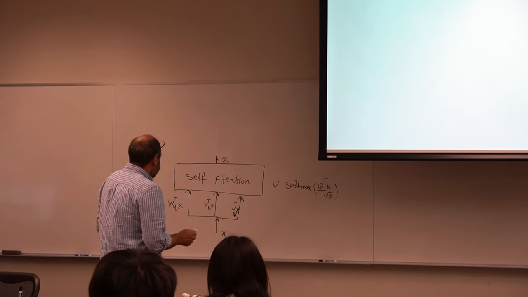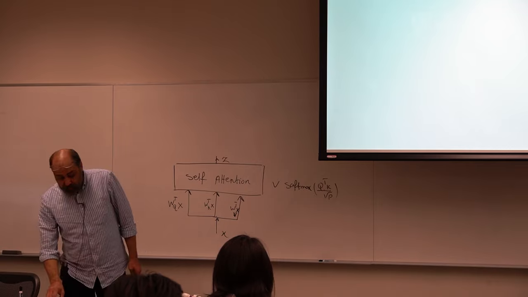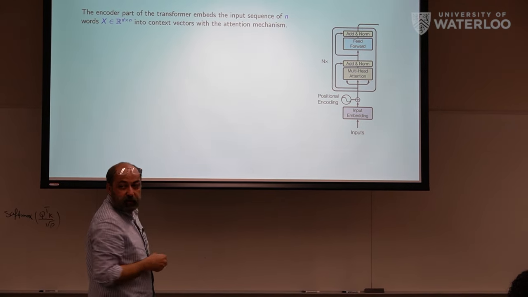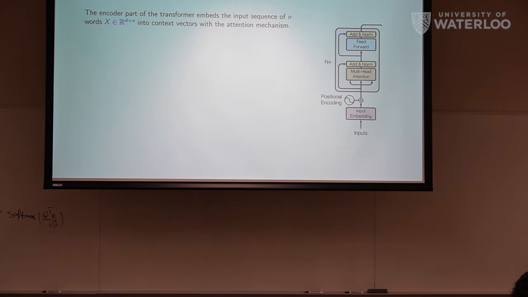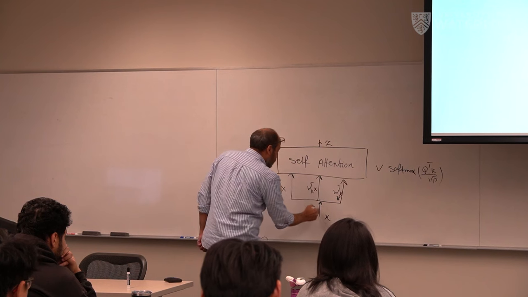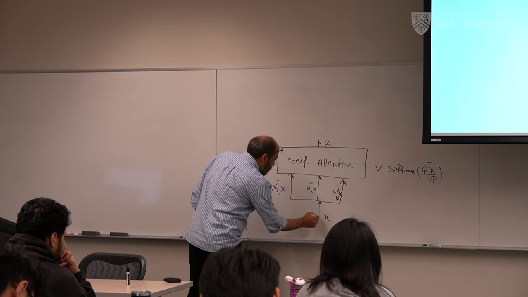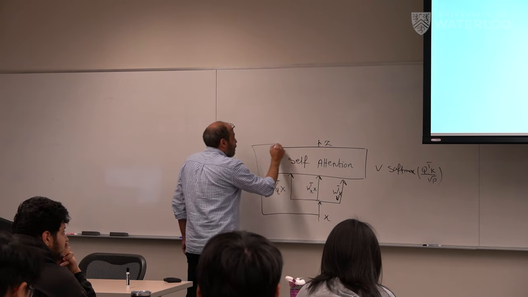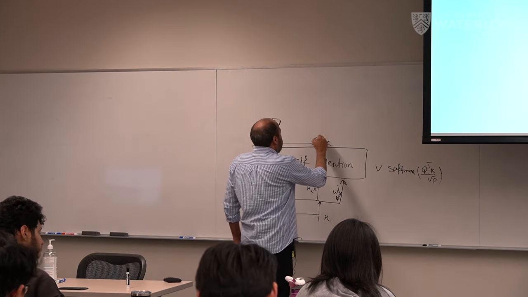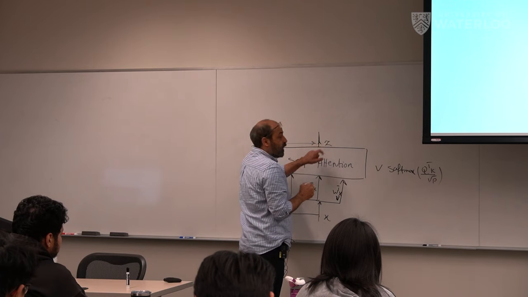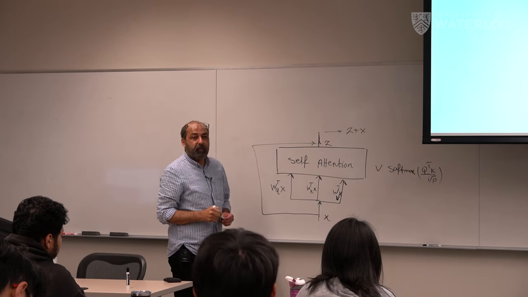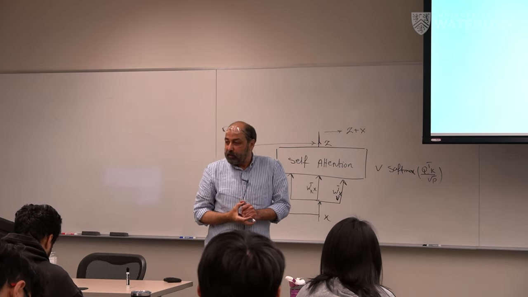Okay, at the output of this self-attention, I'm going to have a residual connection, this one. So the output here is Z. But this residual connection basically takes this X and passes it here. So after this residual connection, instead of Z, I'm going to have Z plus X. Okay, why do we need this?